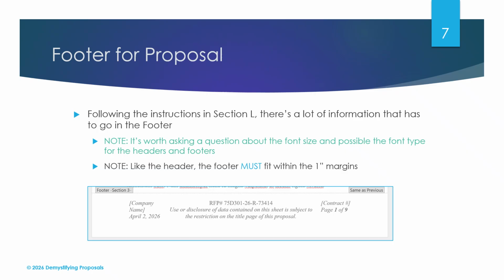Then you're required to put your company name and the date the proposal is due, and you're required to put your contract number and page number of how many pages you have also in the footer. So this is what the footer might look like in 12 point Times New Roman. Again, we would ask a question to maybe get that reduced a little bit so it's not quite so difficult to fit that within the 1-inch margin that's required.